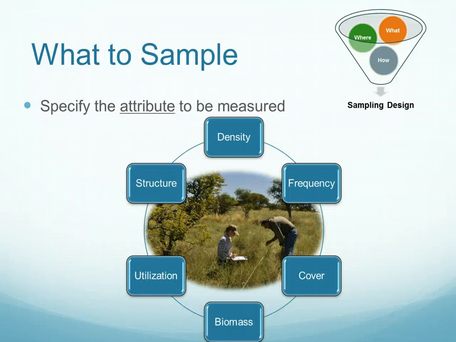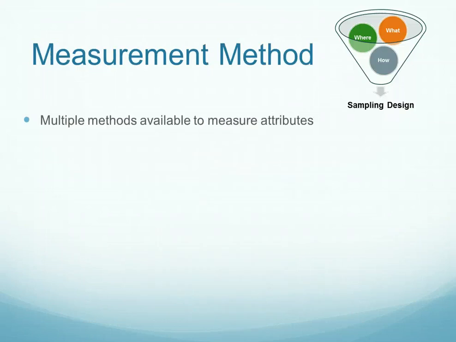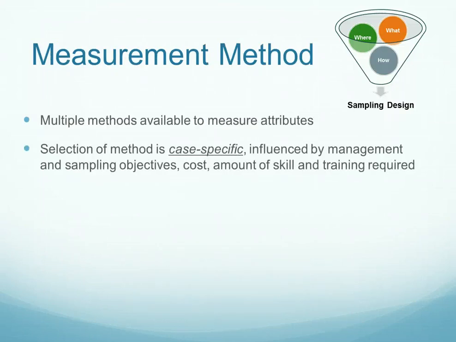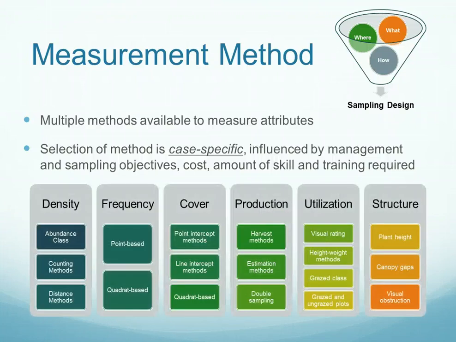Now, the attribute to be measured is very closely determined by the management objective. And in vegetation measurement, we have several different attributes that we tend to focus on. And there are multiple methods available to measure these attributes. The selection of the method is always case-specific, influenced by our objectives and by practicalities of cost and the amount of skill and training that is required. We can see from this table that there are multiple approaches to measuring each of the attributes described here. Both the attributes and the methods will be presented in subsequent lessons.